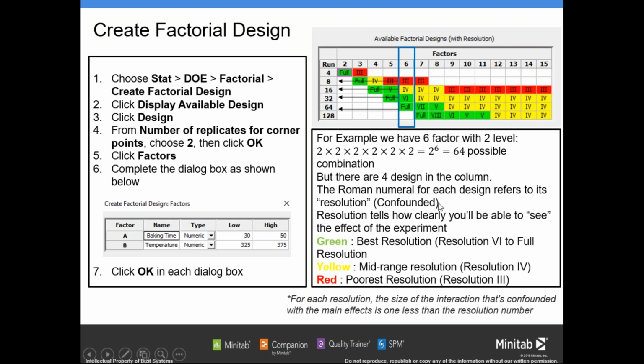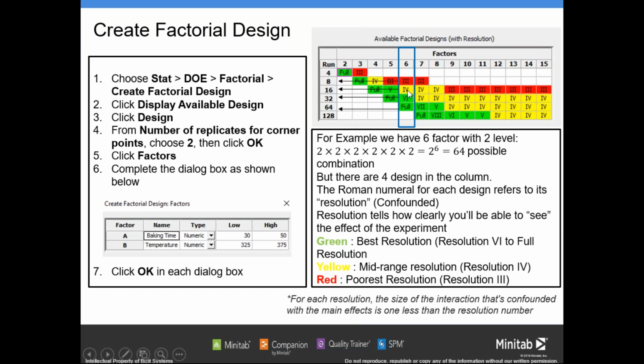Okay, the Roman numeral refers to resolution, or we call it confounded. Resolution tells you how clearly you are able to see the effect of the experiment. So for this case, we have a red color here. We call it resolution 3. This one is a poor resolution. So let's say you proceed with the 6 factorial with 2 levels, with resolution 3, it means that you only run 8 runs.